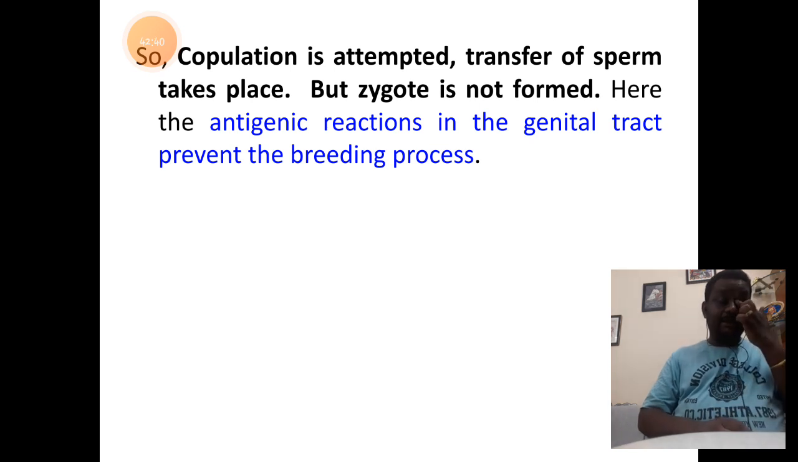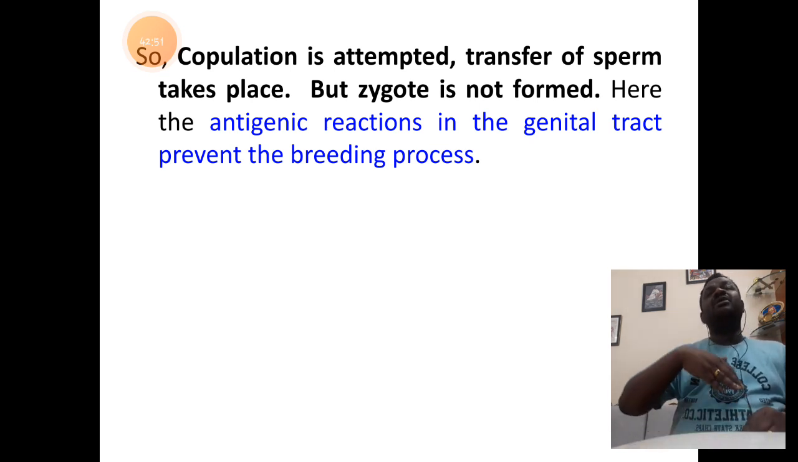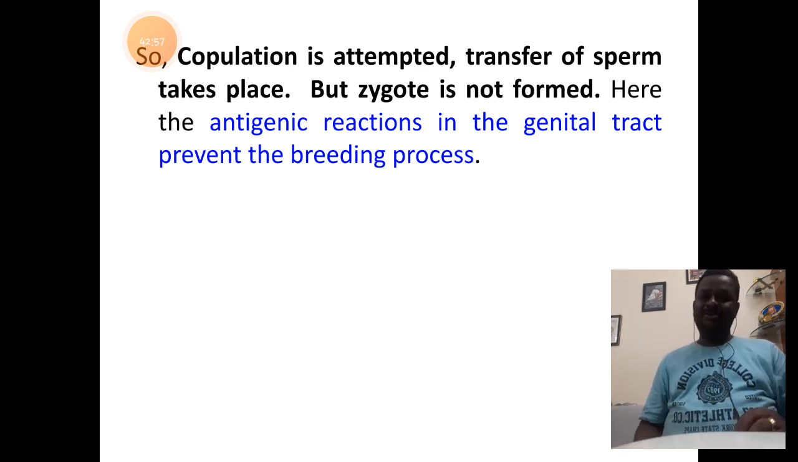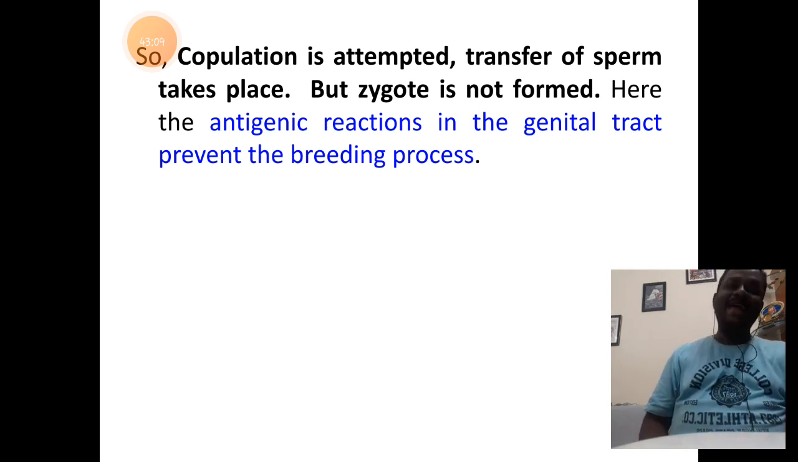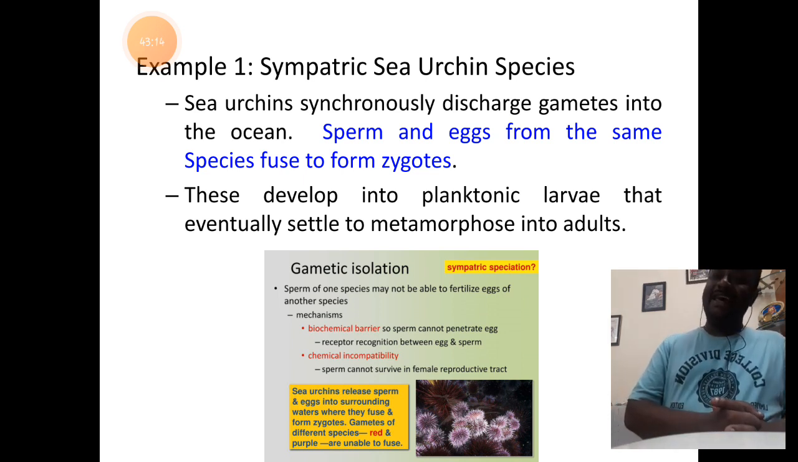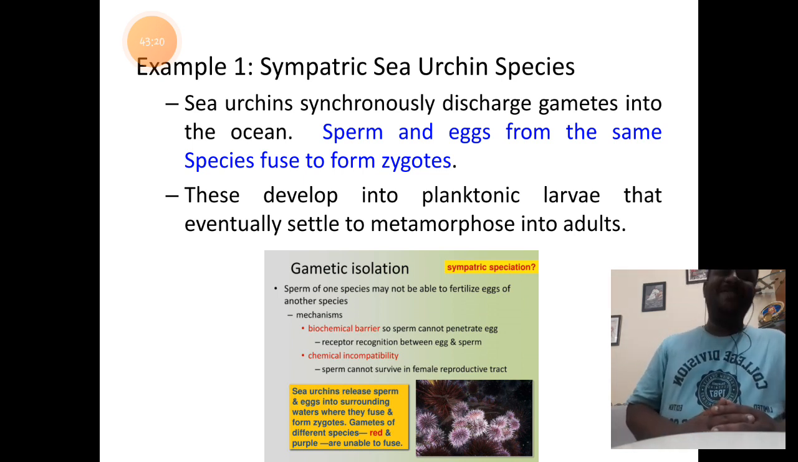So, it is predicted that the antigenic reactions in the genital tract of the female will prevent the viability of sperms that fuse with the ova, if at all it enters into internal fertilization process. If it is an external fertilization process, remember the sperm and ova never undergo fusion because of chemical incompatibility. So, hence we call the condition here what? Gametic mortality. Mortality refers to death. So, gametes will die before the process of fertilization.